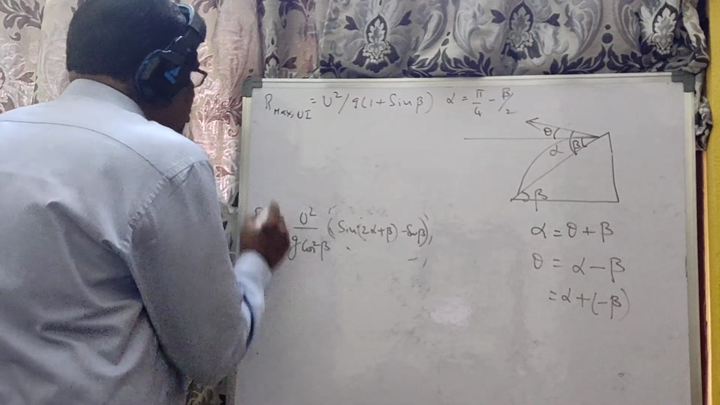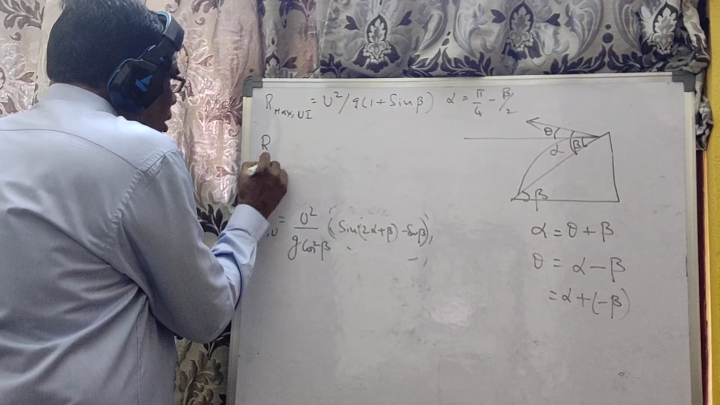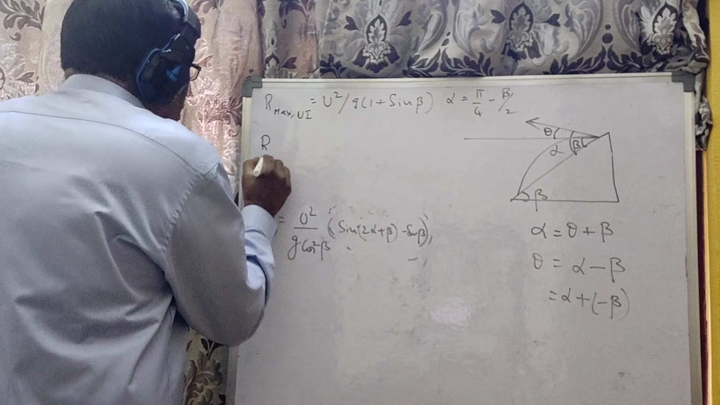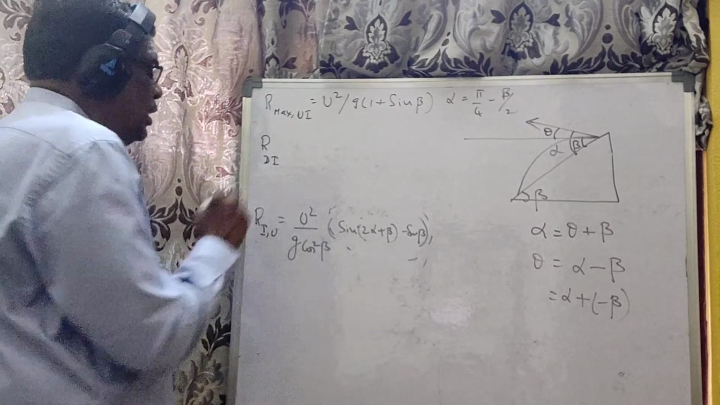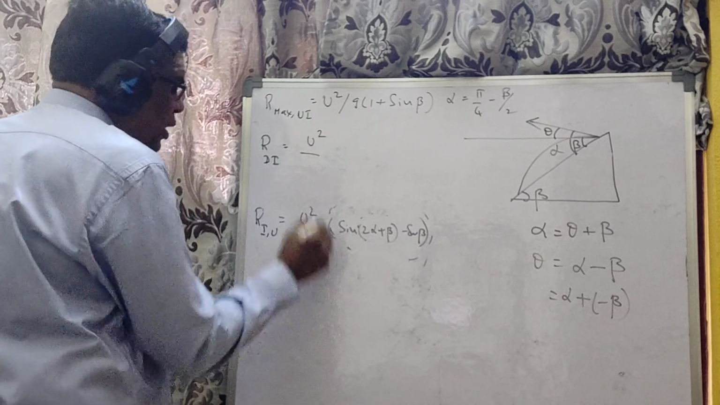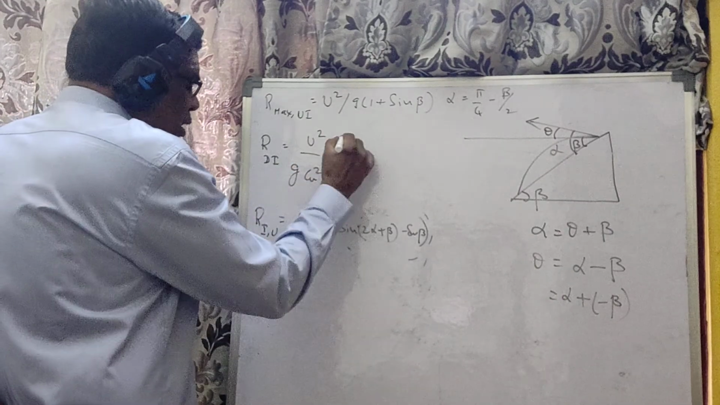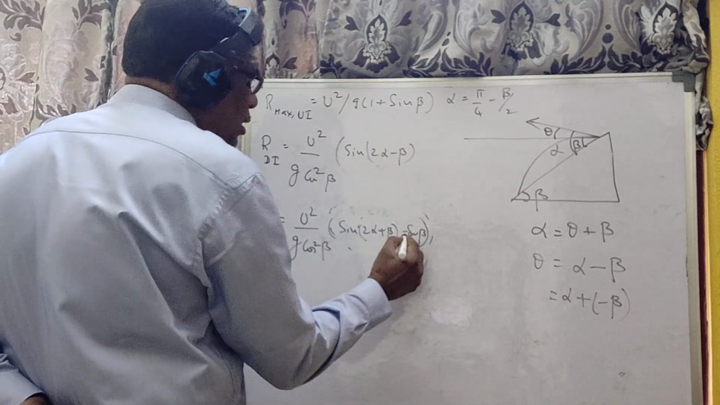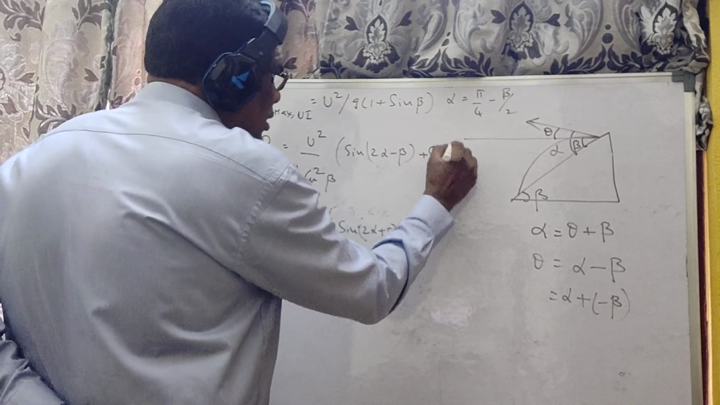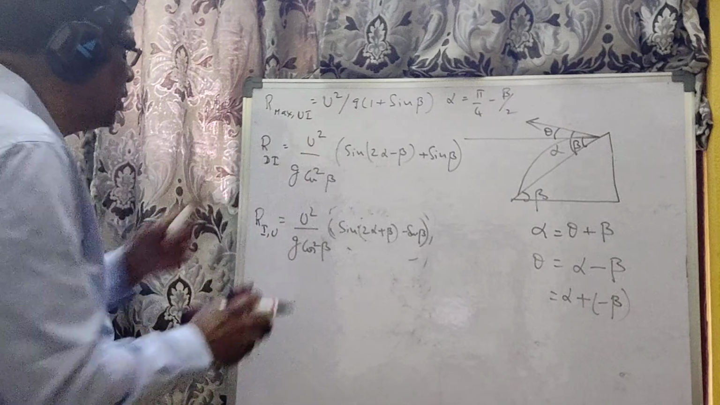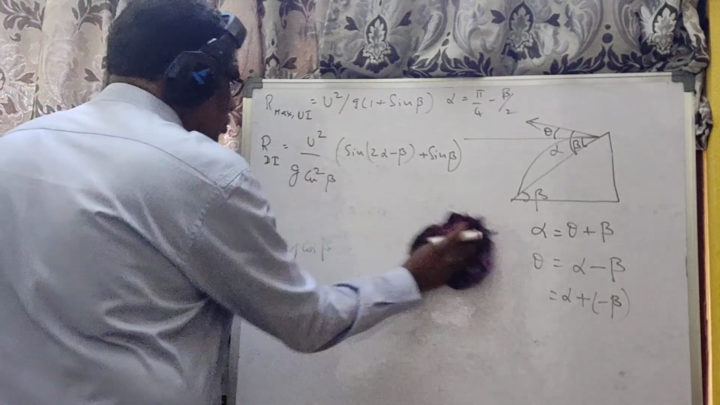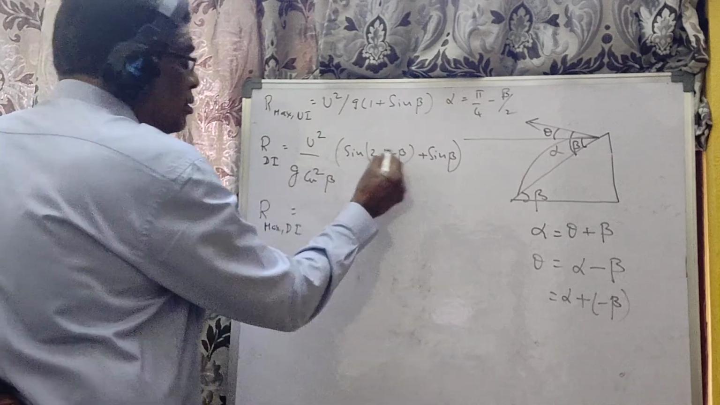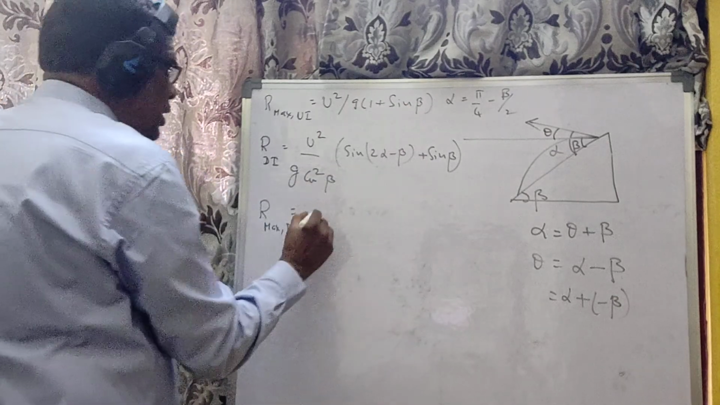You get it. But what about R down the incline, or down the incline, I write u square by, here it makes no difference, cos square beta. This is minus sine 2 alpha minus beta, minus of minus plus. So that's how you have to look at the difference between the two. Okay? Now, R max down the incline. Now, this is, you already got it, this becomes minus.